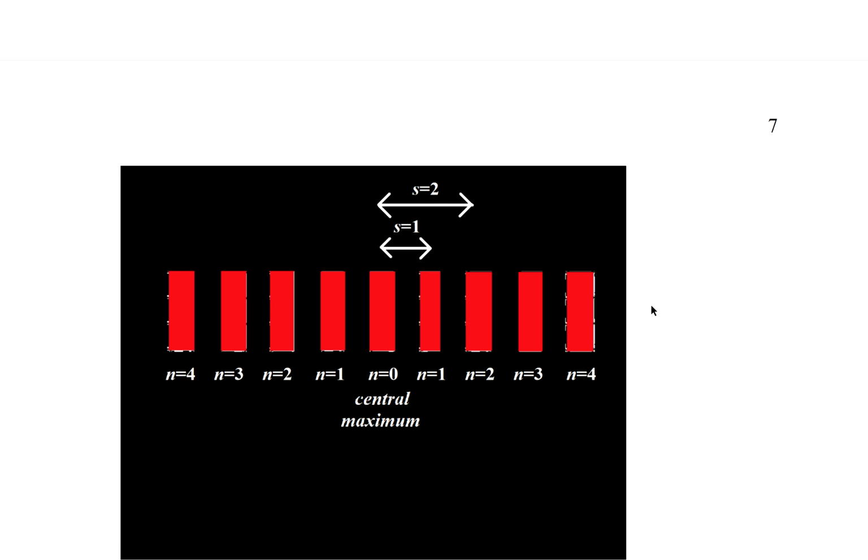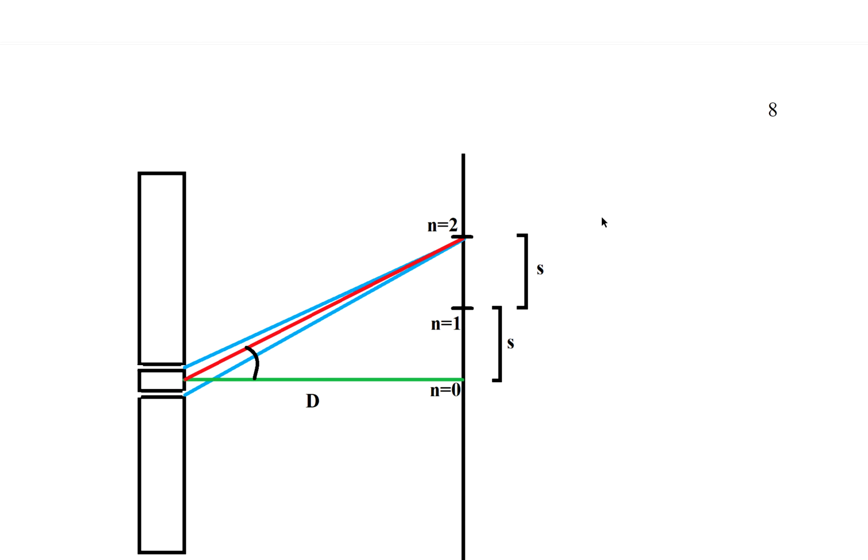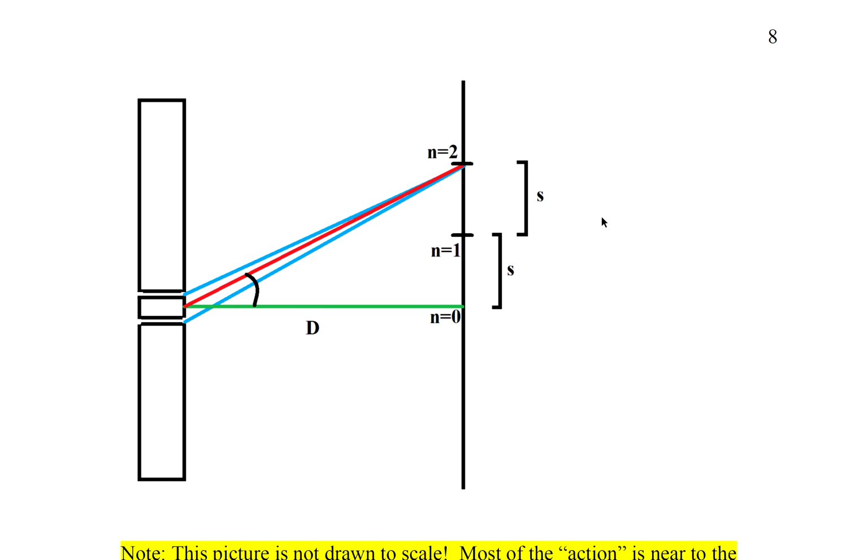And then the horizontal distance from one bright spot to the next is s equals 1. Then to the next one is s equals 2. And it keeps going. So it looks like this. N equals 0 is in the middle. N equals 1 is the next maximum. N equals 2 is the next maximum. By maximum, I mean constructive interference.